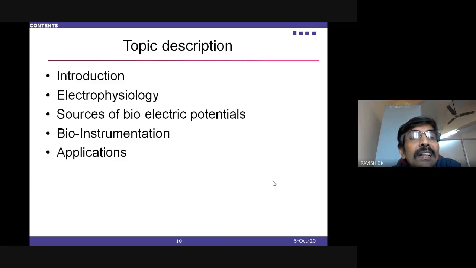In the introduction I will give the full detail of electrophysiology. What is electrophysiology? This is the core for biomedical and medical electronics. I will also talk a little about the sources of bioelectric potential, and then bioinstrumentation. Bioinstrumentation is purely electronics and focuses on application areas. Most of my work is related to these areas.